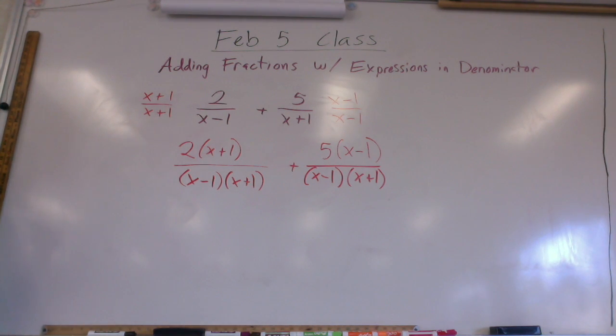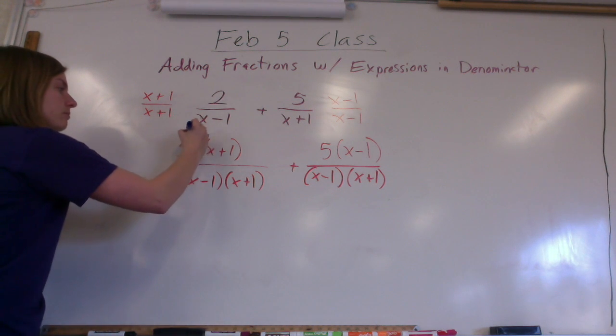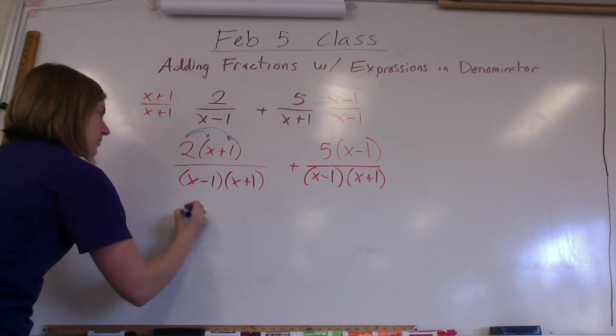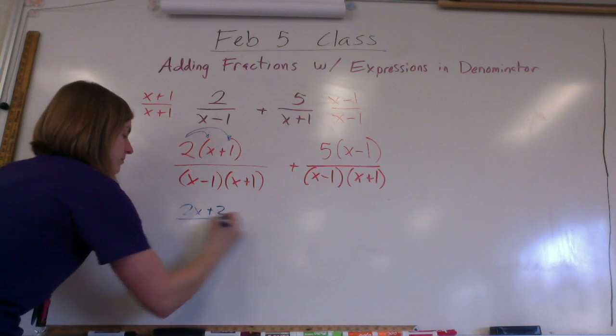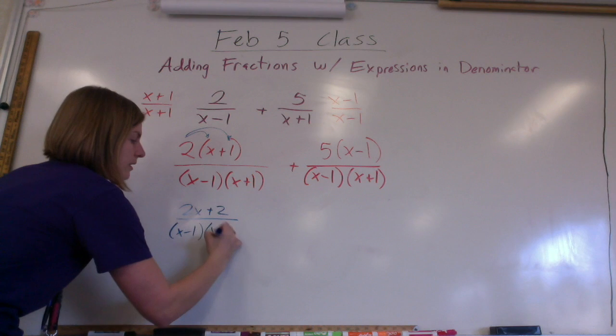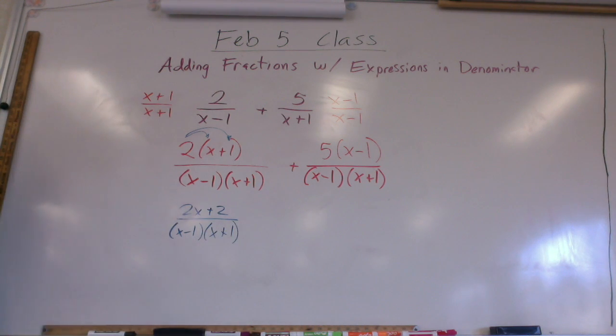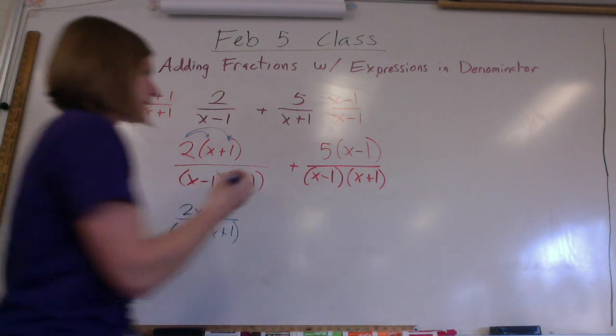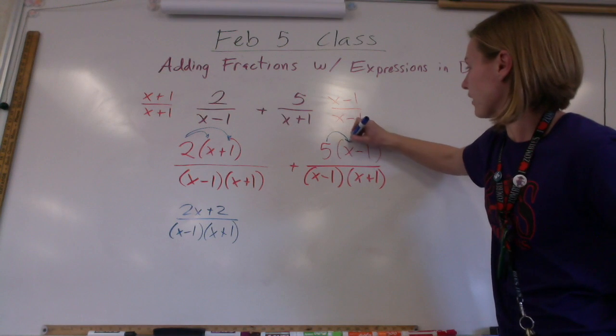So now we can look at distributing the top, because that will help so that when we add later we can actually combine the like terms. So let's distribute this 2. So we have our 2x plus 2 over that x minus 1 and x plus 1. Same thing with the 5, distribute out this 5.